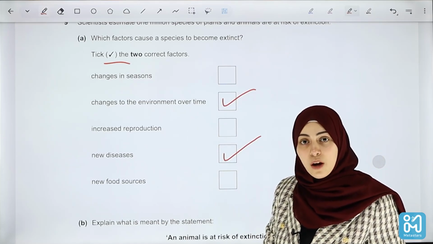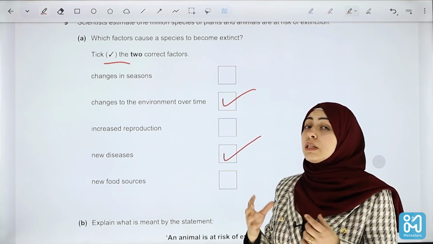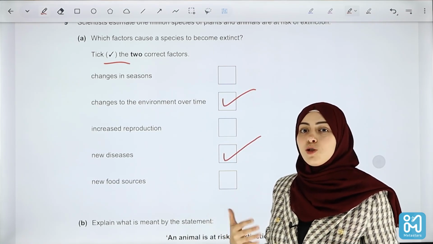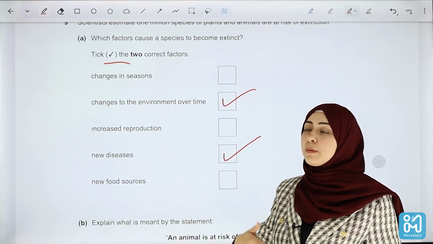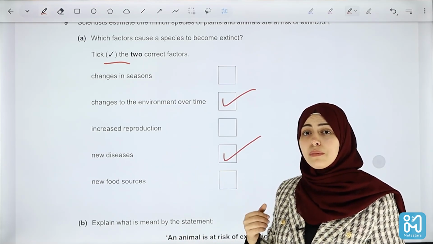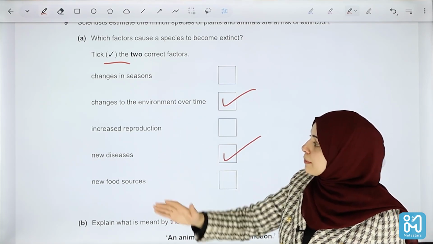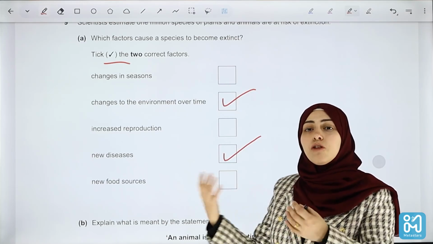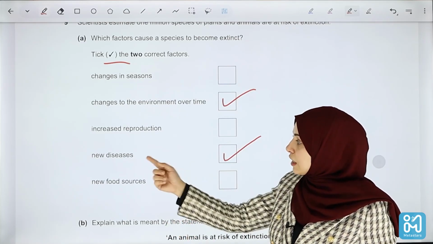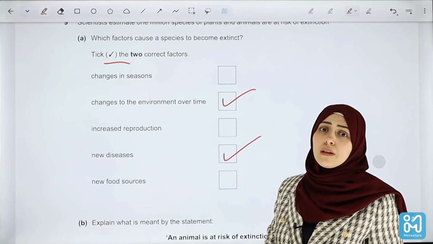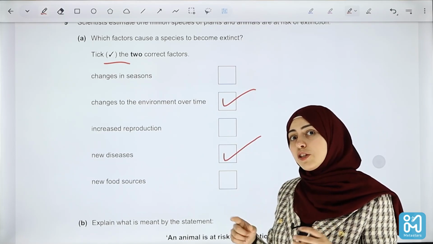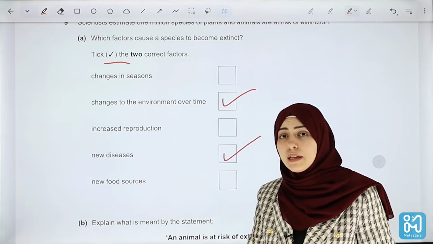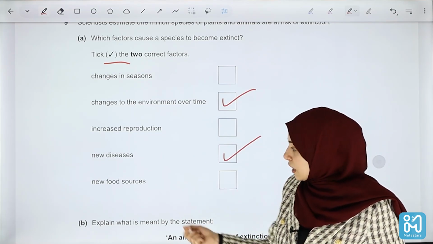For sure, yes. Why? Because these species won't adapt to the new environmental change, to the new conditions. So that's why they will die. They won't be able to survive. So in the future, they may go extinct. Increased reproduction? If the reproduction increased, the number of the population will increase, right? So for sure, no. New diseases? For sure, yes. Because the disease may kill this species. So the number of organisms from this species will decrease. So it may go extinct. New food sources?